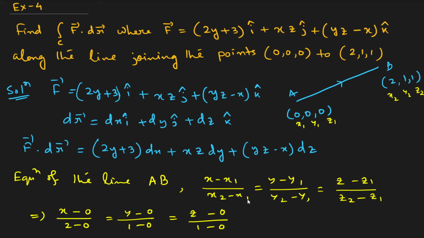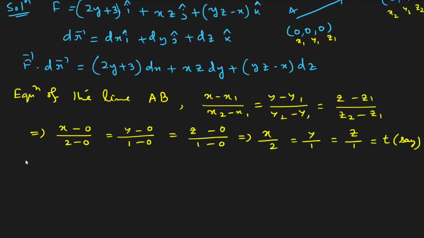Okay, so what we'll get? We have x by 2, y by 1, and then z by 1. So let us write it as t. Okay, t say. Now you see everything will be in terms of one variable.